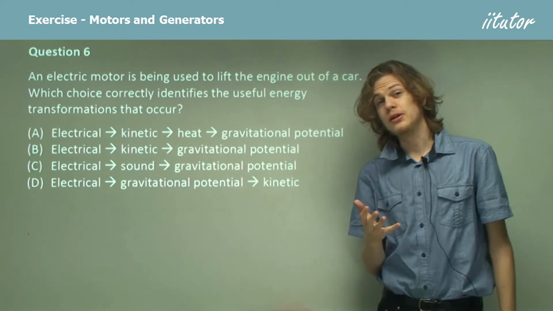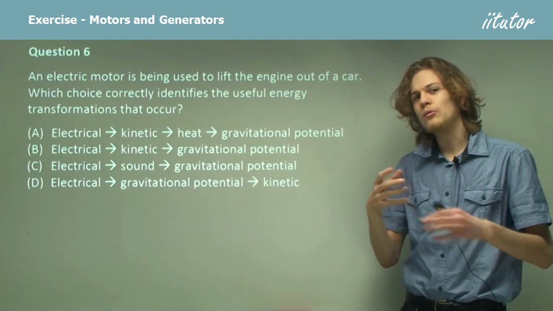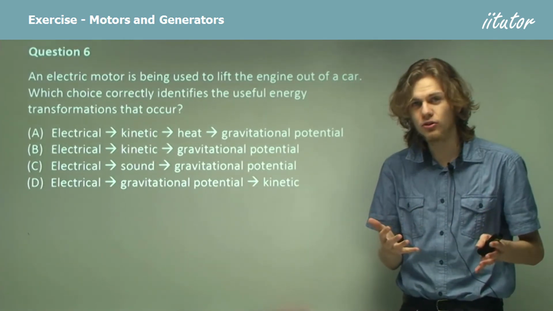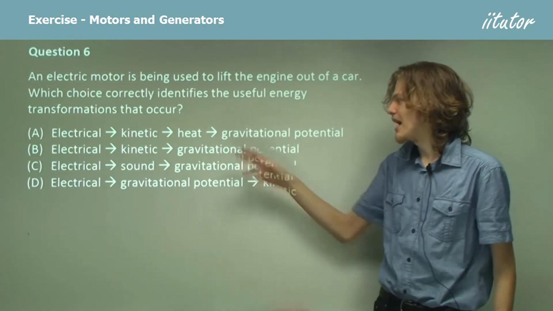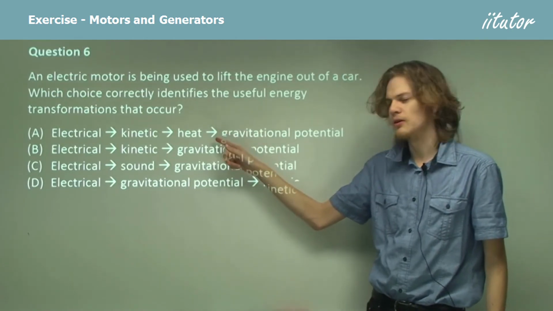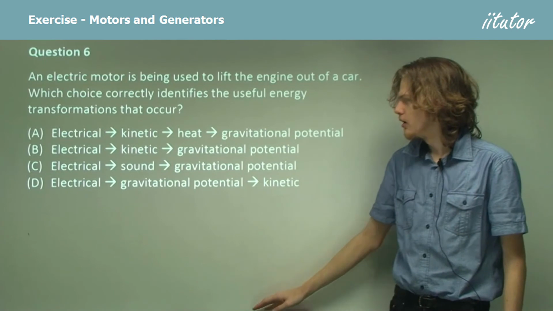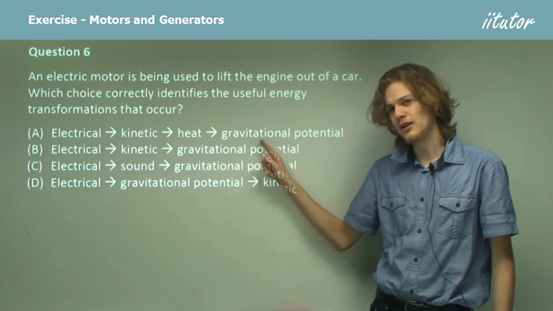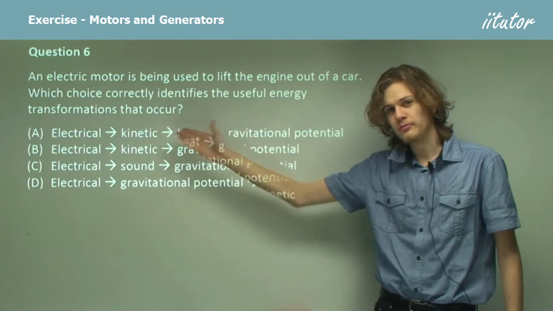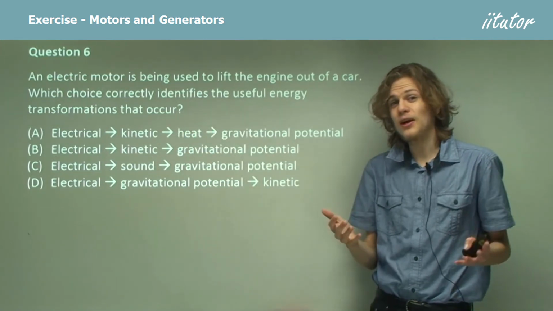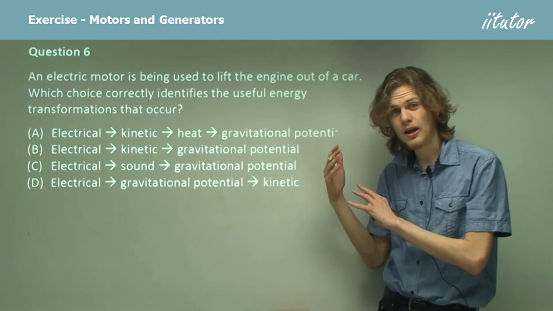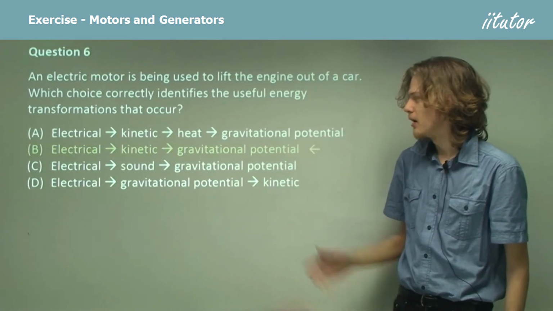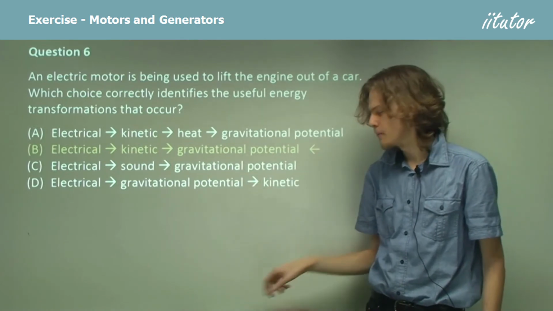Now, both of these seem pretty tempting. We know that when we transfer energy, there's always a little bit of heat or energy lost during the transfer. So that makes A seem pretty attractive, except heat only comes out once. But in fact, this heat isn't what's transferred into gravitational potential energy. Heat that's lost during the conversion is in fact lost. It doesn't continue the chain. So our correct answer is in fact B, electric to kinetic to gravitational potential.